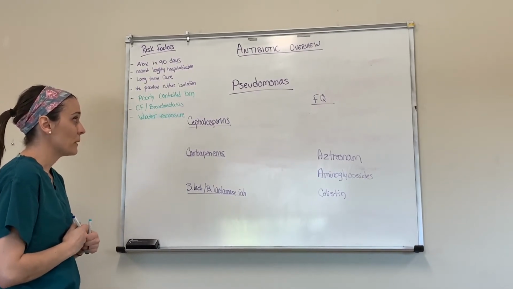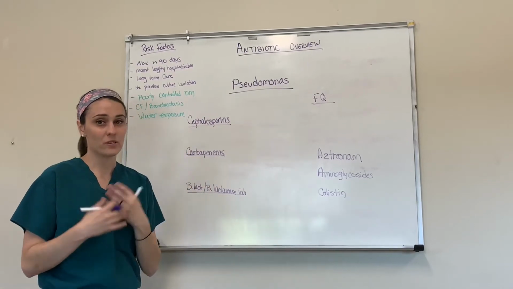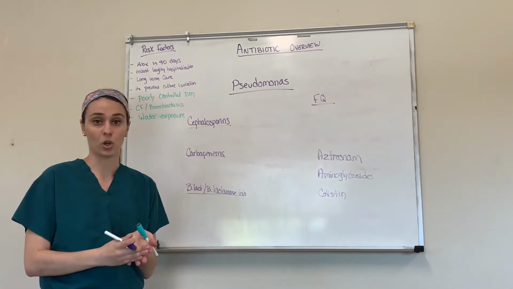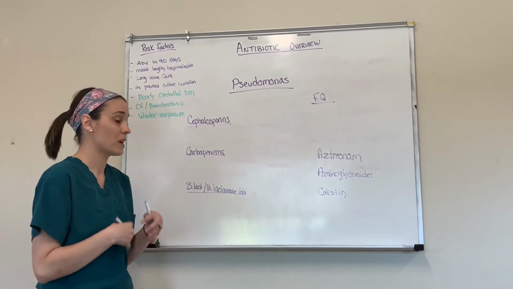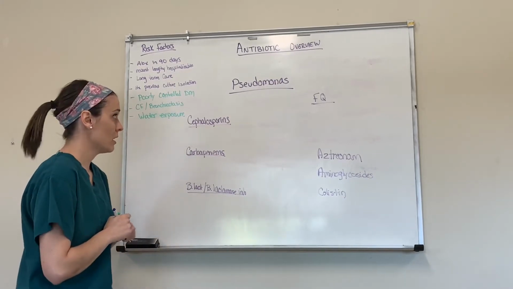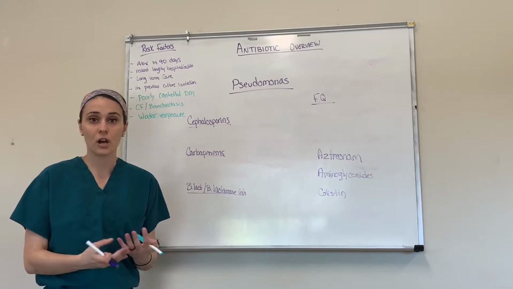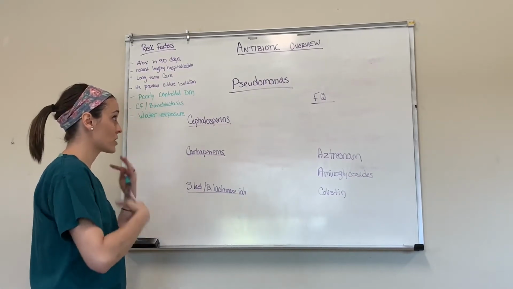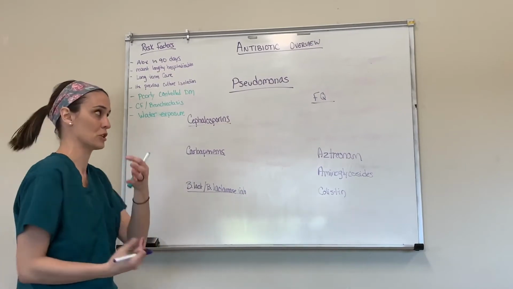So jumping right in, Pseudomonas is commonly implicated. We always want to worry about Pseudomonas in hospital-acquired pneumonia and ventilator-associated pneumonia. It can also be implicated in wound infections, UTIs, bloodstream infections. So we'll get right into talking about drugs that provide good coverage for Pseudomonas. We're talking about empiric options, and then we'll go into more specific situations.